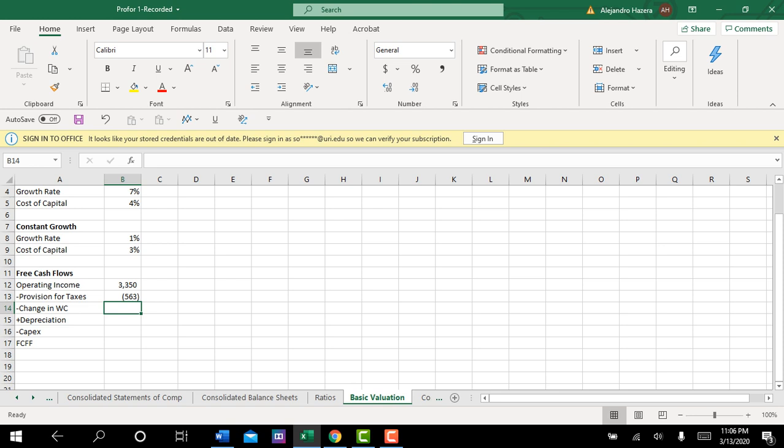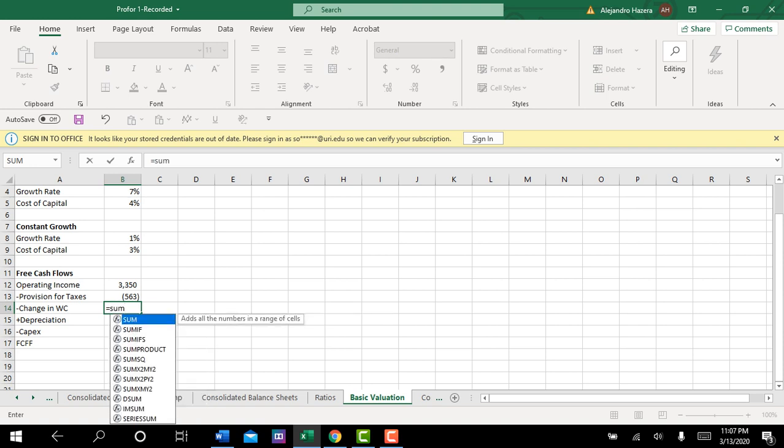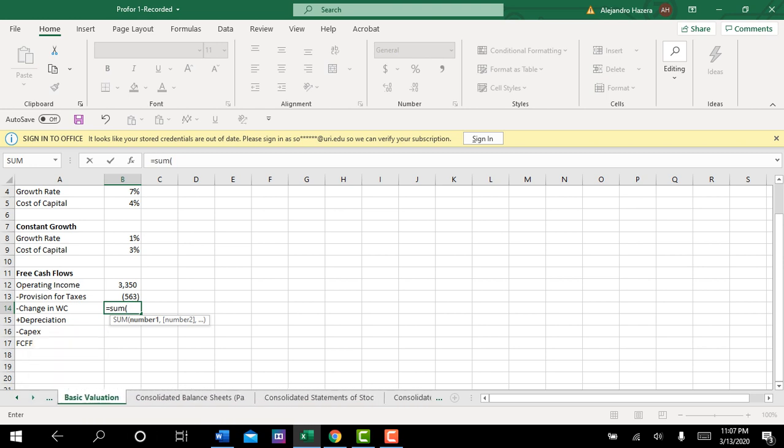Okay, the next three items here all come from the statement of cash flows. That's why we reviewed the statement of cash flows in class. The first item here is the change in working capital. Now, this is the hardest one to point to, but here we go. We're going to hit the equal sign, and the statement of cash flows that I just showed you is about 6 sheets to the right. Let's write sum first here, and open the parentheses. Let's go way over here to the consolidated statement of cash flows.